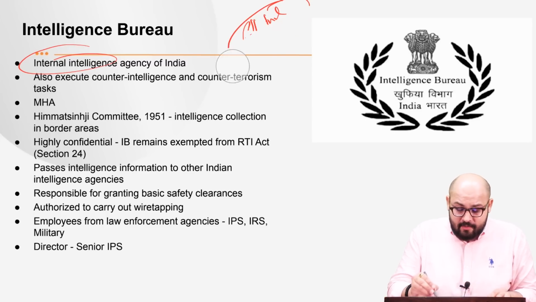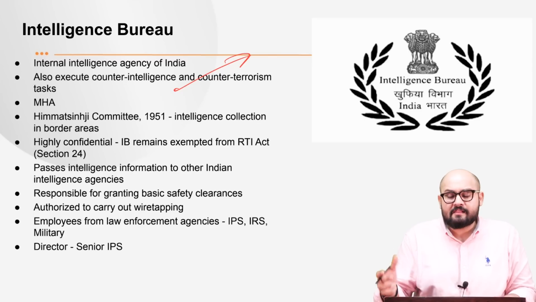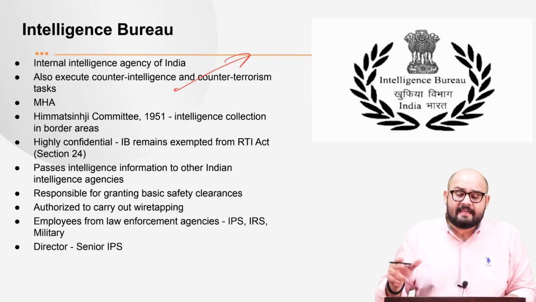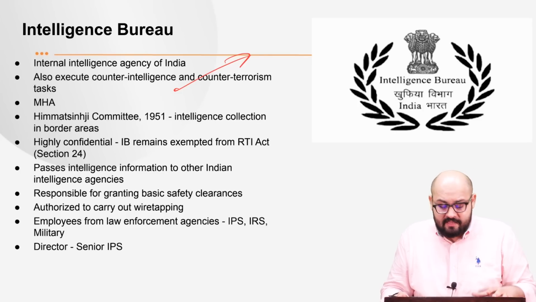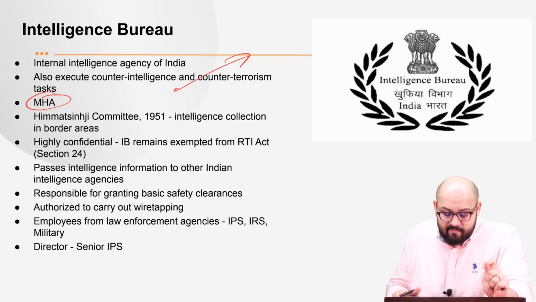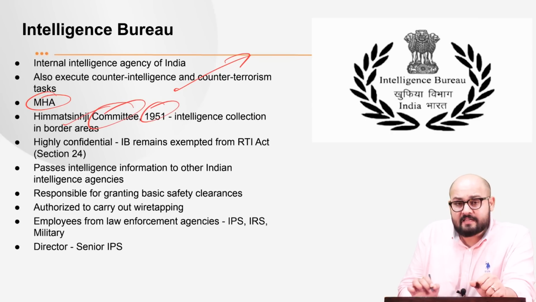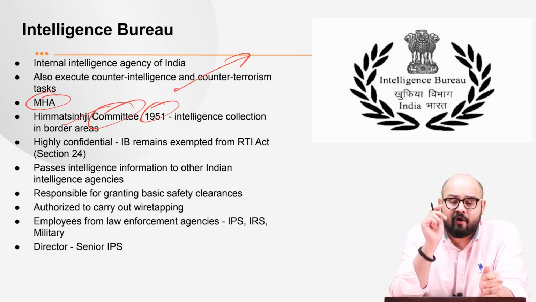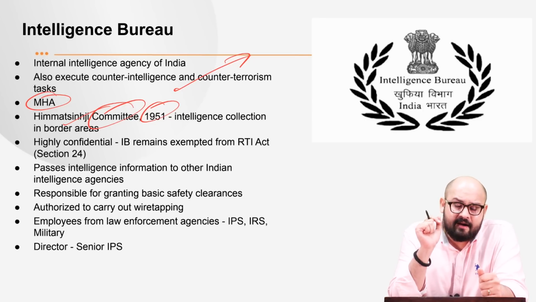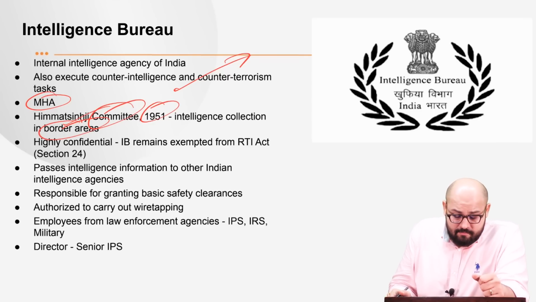Now, it also executes counterintelligence and counterterrorism tasks, right? So if it gets any information about any terror activity being planned, it can take counter-terror action against that particular activity. Now it is under the overall administrative jurisdiction of the Ministry of Home Affairs. Also, it was the Himmat Singh Ji Task Committee in 1951 which recommended that for gathering intelligence in the border areas, we should employ the Intelligence Bureau. So as of now, intelligence gathering at the border areas is also done by the Intelligence Bureau.